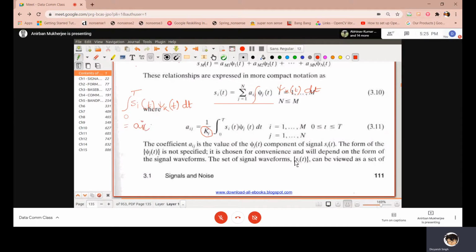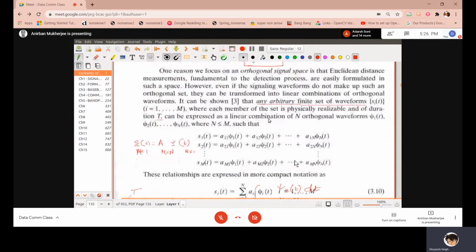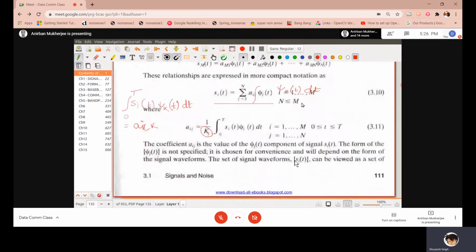aij equal to k, aik, you have psi k is how much? Kk kind of thing. Psi k is kk. Okay. That means that 1 by kk psi kt. Kk here is psi kt. In case of kk, you put kk in the figure. So that means this coefficient is the value of the component psi jt component of Sij.